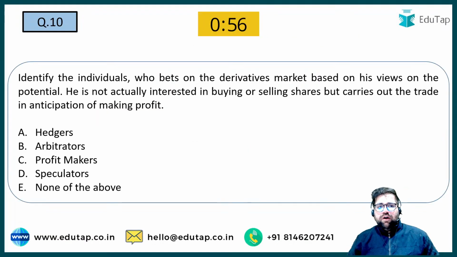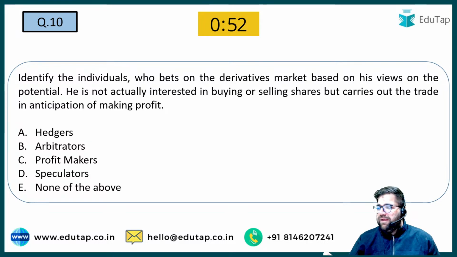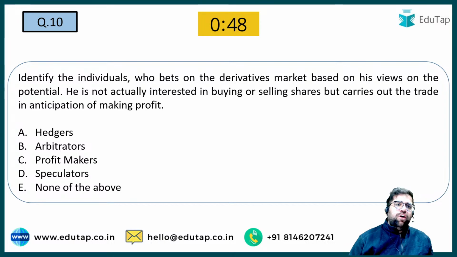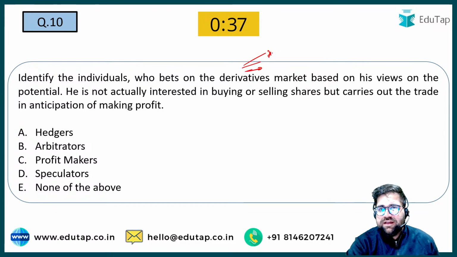Chaliye. Now let's move to question number 10. Identify the individual who bets on the derivative market based on his or her views on the potential. He is not actually interested in buying and selling the shares, but carries out the trade in anticipation of making profit. Now we already know that in derivatives you have 3 types of people. First you have hedgers, second your speculators, and the third one your arbitrageurs.